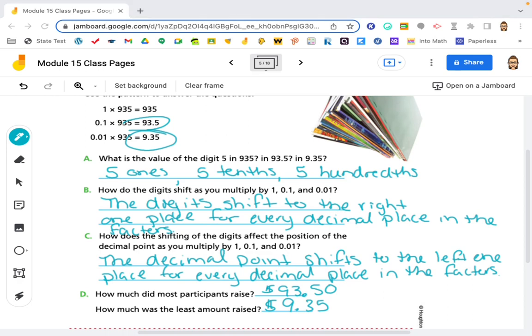So that is all for today's lesson. Hopefully you are now able to multiply decimals by powers of 10 that are both greater than and less than 1. And remember, in order to be a math person, all you have to do is be a person and do math.